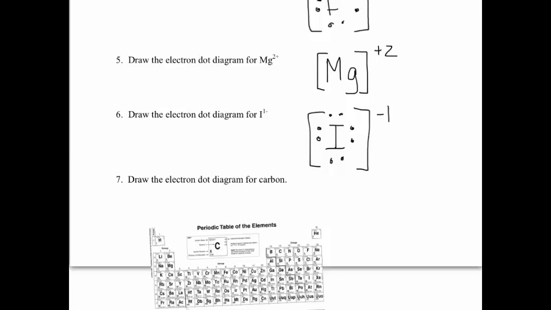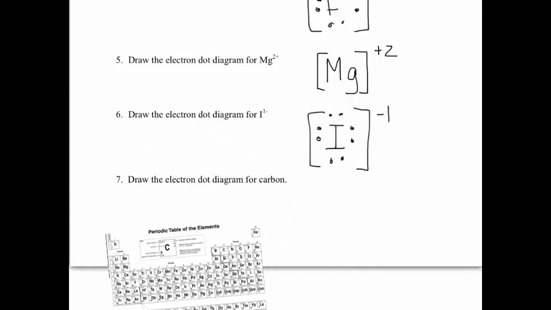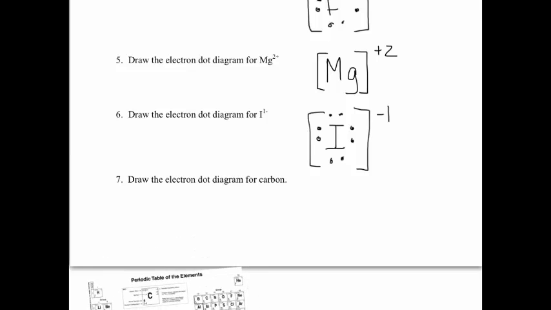And then the last one, they're just looking for a dot diagram of carbon. Here's carbon. Carbon has 4 valence electrons. What carbon does though, carbon's kind of naughty. It'll do whatever it needs to do. Carbon should look like this when we draw a dot diagram.